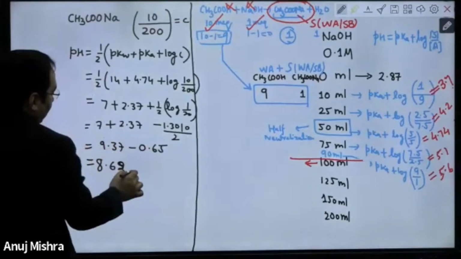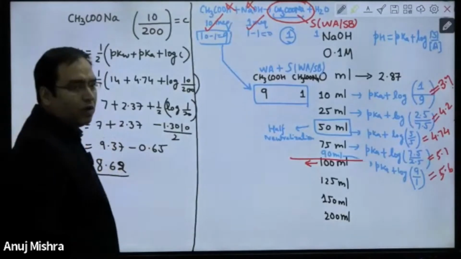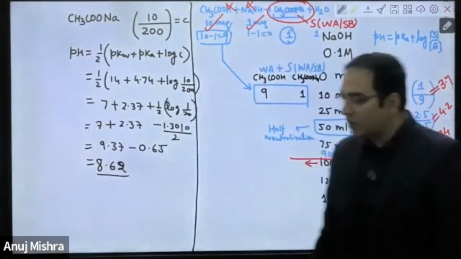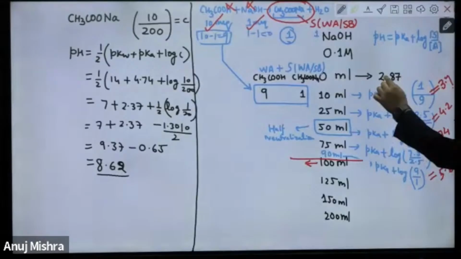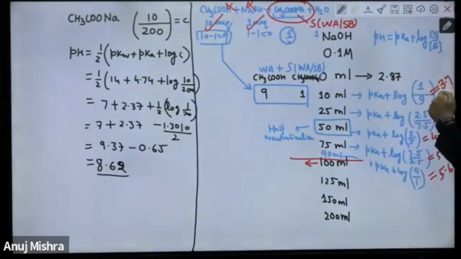So this is 8.62, I'm getting around. Almost, है ना? कितने लोग आ रहे हैं आंसर? Very good. Sanjana and Niharika, are you getting the answer? Great. So now you just observe, values start 2.87, 3.7, now 3.7, 4.2, 4.74, 5.1, 5.6.